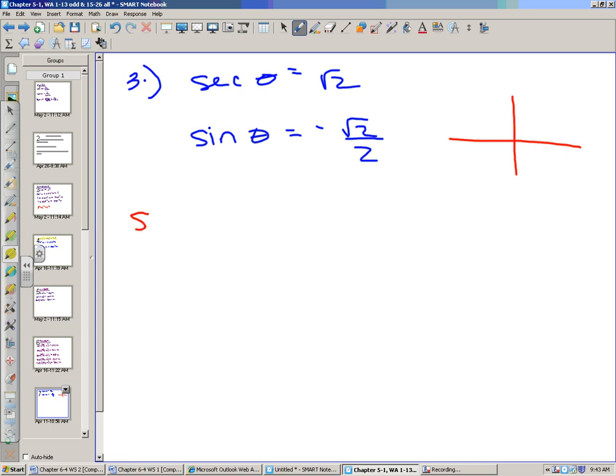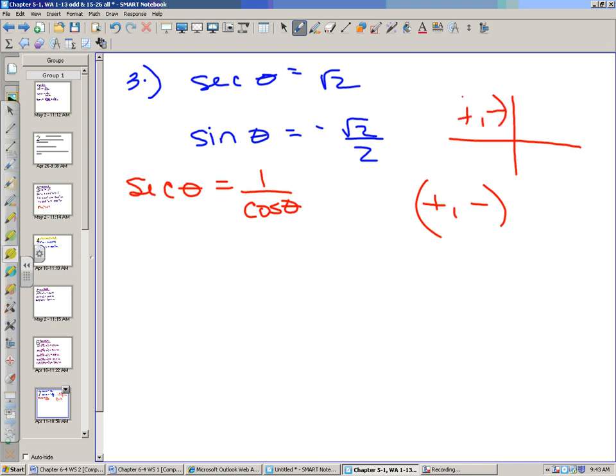Secant is understood to be 1 over cosine, correct? Do we all understand that? And since the secant is positive, that would imply that the cosine is positive. So that means my cosine is positive, my sine is negative. What quadrant am I in? I am in quad 2. Do we all understand that?